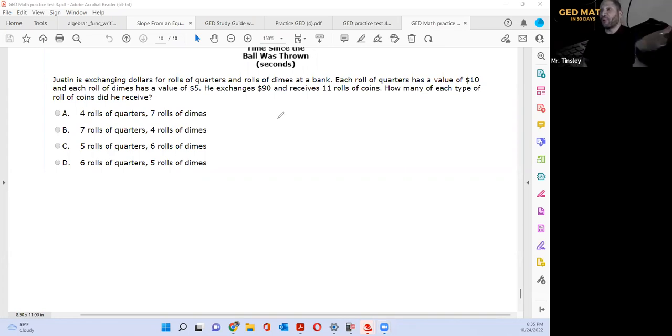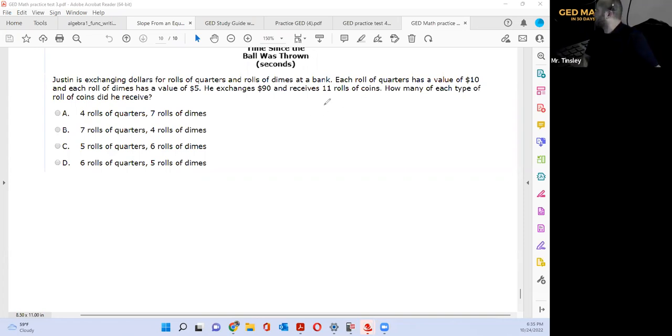So let's look at this problem. A customer is exchanging dollars for rolls of quarters and rolls of dimes at a bank. Each roll of quarters has a value of $10 and each roll of dimes has a value of $5. He exchanges $90 and receives 11 rolls of coins. How many of each type of roll of coins did he receive?